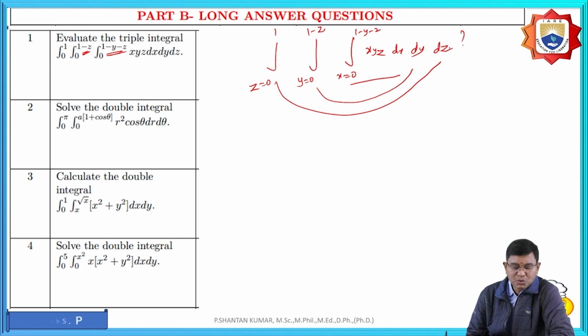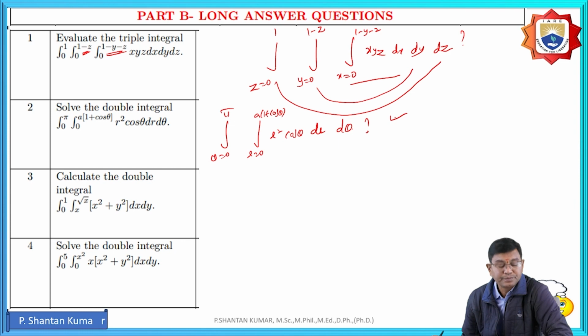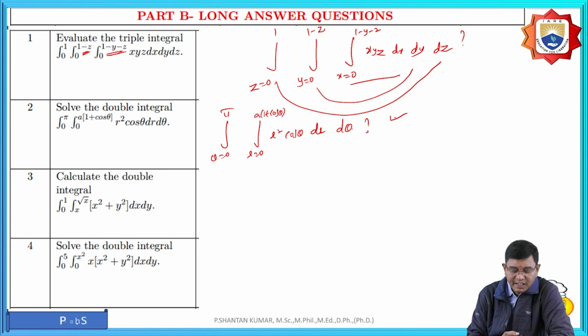And next one, solve the double integrations. Here also r comma theta, the limits are directly given. We need to assume that first is r, and the limits are in terms of theta, so r is equal to 0 to a cos theta, with r square into a cos theta with respect to dr first. And again next, theta is equal to 0 to pi, with respect to theta, and find the solution of the problem.